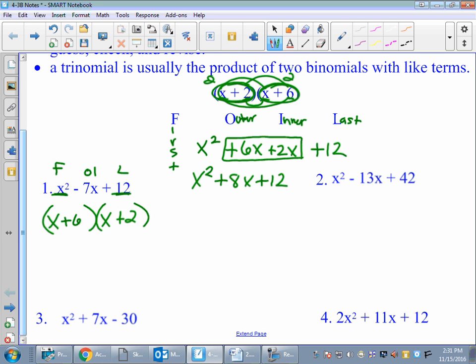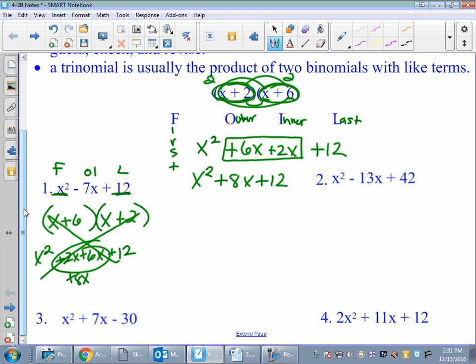So this is where I'm going to check my solution. First terms gives me x squared. Outer terms gives me a positive 2x. Inner terms gives me a positive 6x. And my last terms is positive 12. These 2 do not add up to negative 7x. They add up to a positive 8x. So what I just realized was I guessed, I checked it, and I was wrong. So I'm going to start over and try a different couple of numbers.